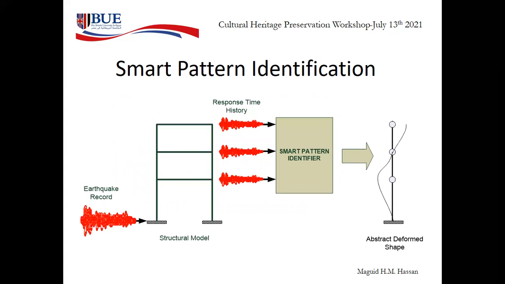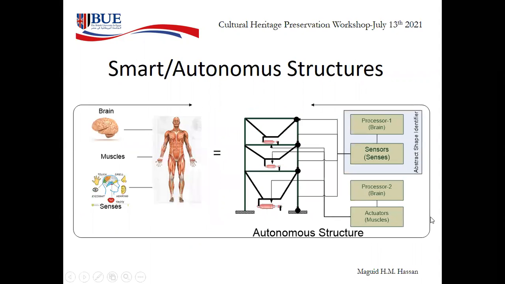So this is a model for this pattern identifier. We have earthquake excitation through the ground. This is a 3 degree of freedom system. The time history, or actually the displacements of each floor, goes through the pattern identifier, which will come up with the shape of, this is an abstract form or abstract deformed shape of the structure.